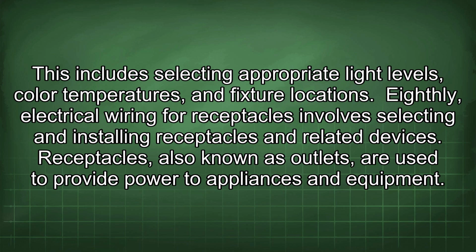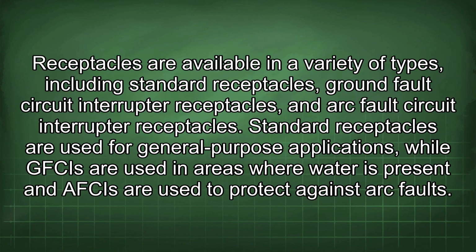Eighthly, electrical wiring for receptacles involves selecting and installing receptacles and related devices. Receptacles, also known as outlets, are used to provide power to appliances and equipment. Receptacles are available in a variety of types, including standard receptacles, ground fault circuit interrupter receptacles, and arc fault circuit interrupter receptacles. Standard receptacles are used for general-purpose applications, while GFCIs are used in areas where water is present, and AFCIs are used to protect against arc faults.